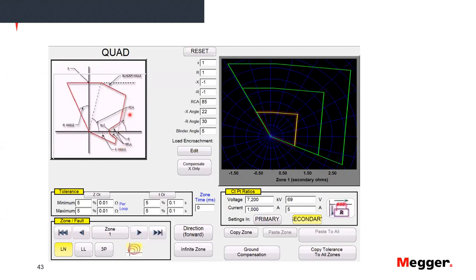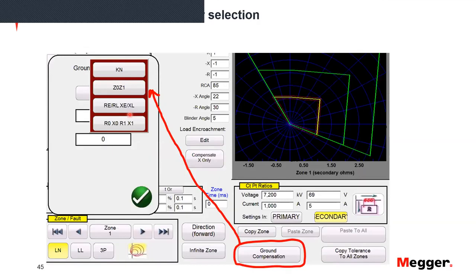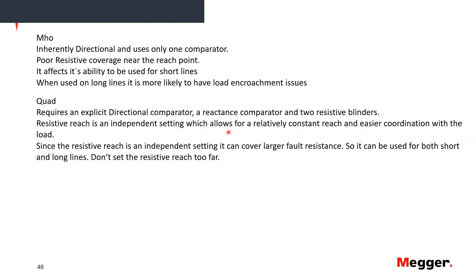It's an independent setting on the relay, which allows for a relatively constant reach and easier coordination with the load. Remember, the load comes on that side, and I can make it close to but not into the load. And the fact that the resistive reach is independent can cover large fault resistance, so it can be used for both short and long lines. But just remember, don't set the resistive reach too far.